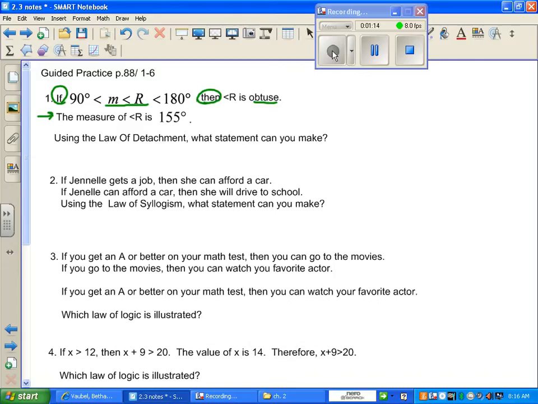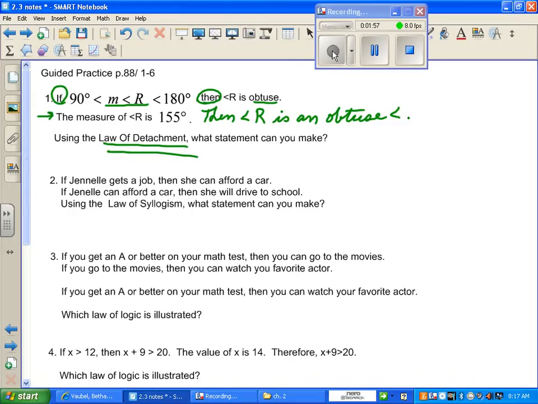Now we are going to use the law of detachment when this situation occurs. What statement can you make? The law of detachment starts out with a statement like we have up above. You have an angle between 90 and 180, then it's obtuse, and then it starts the beginning of another statement. So it goes on to say the measure of angle R is 155 degrees. Well, then we can go on to conclude that angle R is an obtuse angle. So that would be using the law of detachment. You are going to finish the statement.